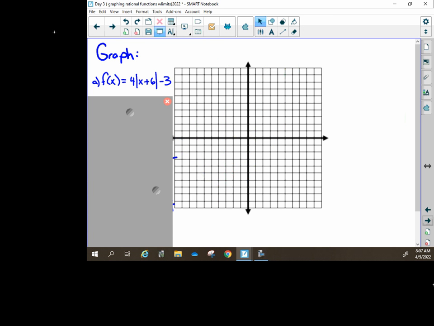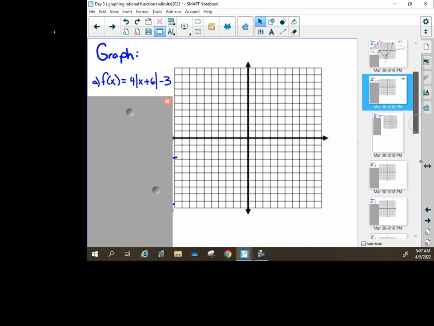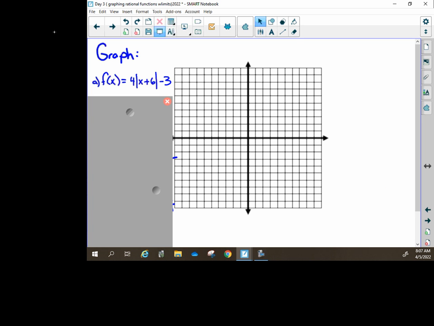All right, so then erase, graph that: absolute value of x plus 6 minus 3.